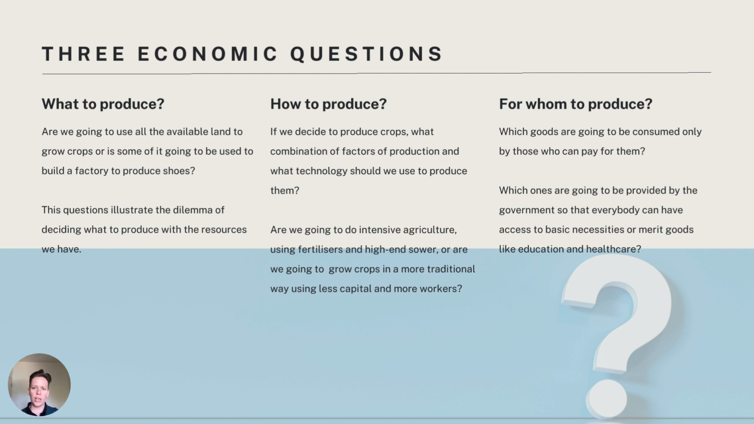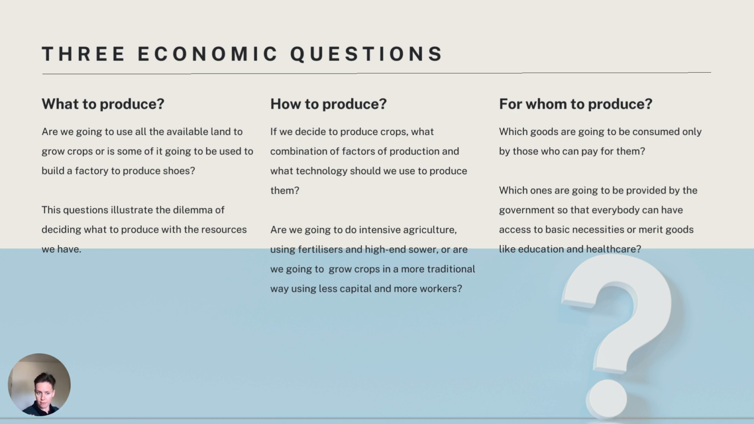And then finally, the last question is pretty interesting. Which goods are going to be consumed only by those who can pay for them? So who are we going to produce the goods for? Are we only going to do it for people that can pay for it? Now, that makes sense, right? If you can't pay for it, you shouldn't really have access to it. If you think about a market structure, I can't just rock into Westfield and take something home without paying for it. Or I can, but obviously I've broken the law in doing so, okay?